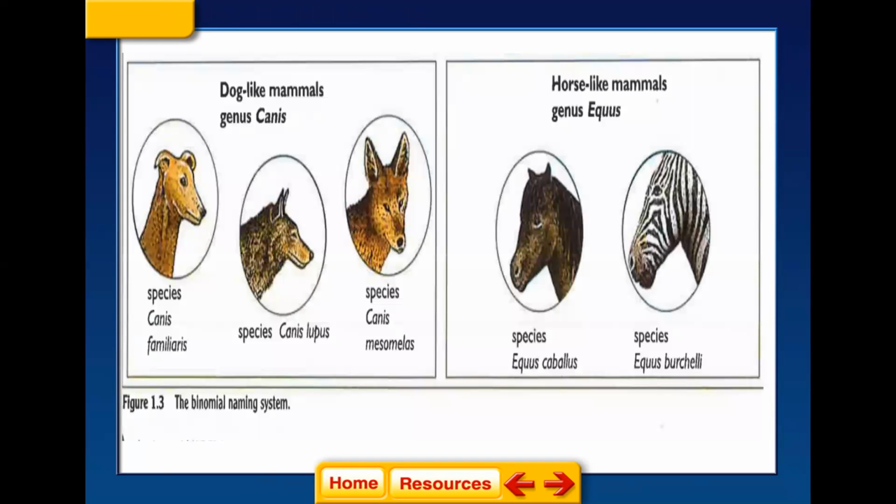In dog-like mammals, all start with the same word, the genus, but the second part is different. The first part starts with a capital letter. It means they're the same genus group, but because the second part is different, it means they're not one species. They are different, and it means that they cannot reproduce and give fertile offspring.